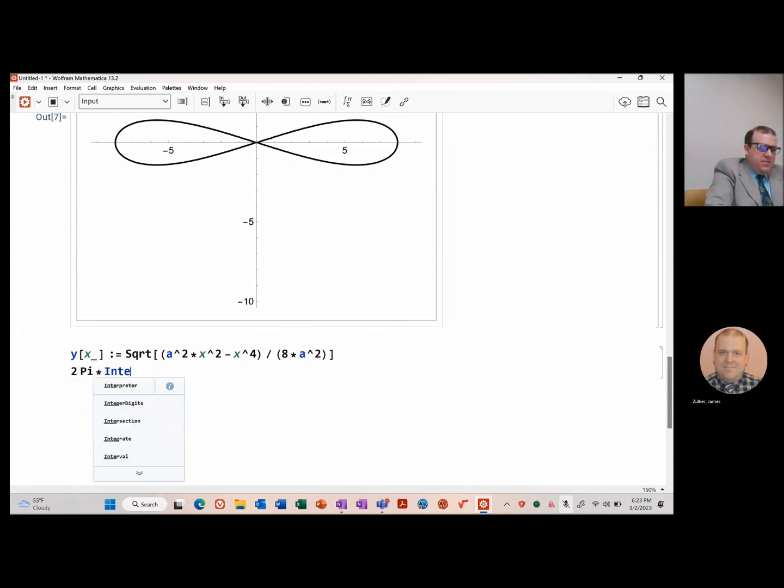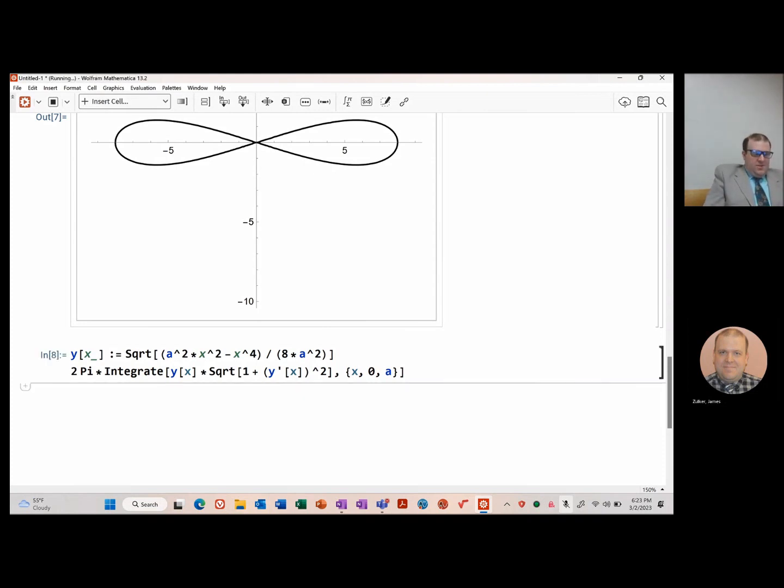Two pi integrate y of x times square root 1 plus y prime of x squared. X goes from 0 to a. Uh-oh. Taking a while. Oh, this is not good. Oh, this is really not good. Oh dear.